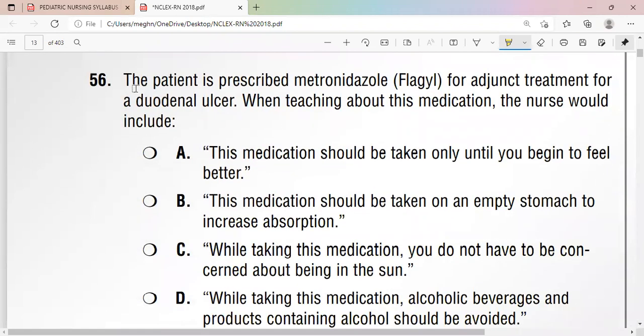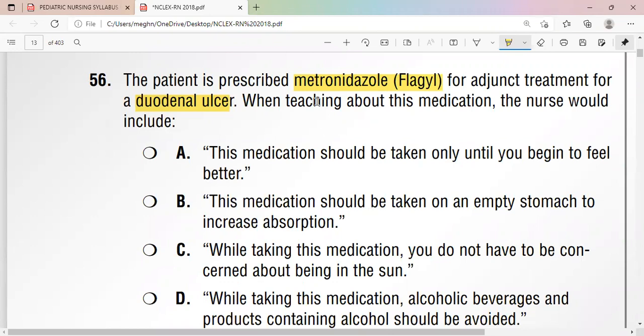Next, the patient is prescribed metronidazole, also called Flagyl, for the treatment of duodenal ulcer. When teaching about this medication, the nurse should include what? A: This medication should be taken only until you begin to feel better. B: This medication should be taken on an empty stomach to increase absorption. C: While taking this medication, you do not have to be concerned about being in the sun. D: While taking this medication, alcoholic beverages and products containing alcohol should be avoided.